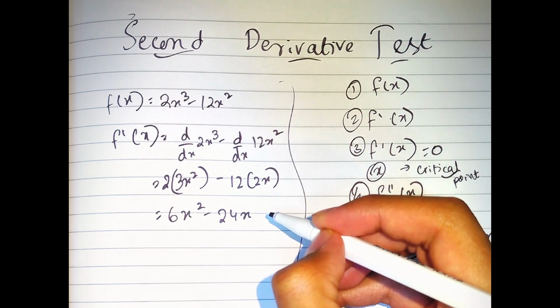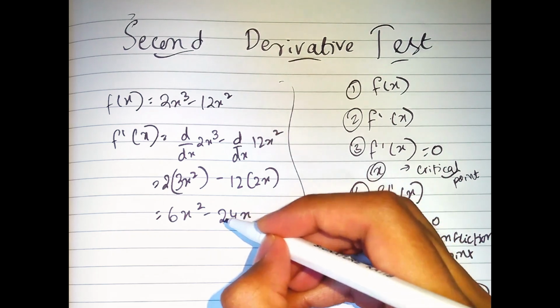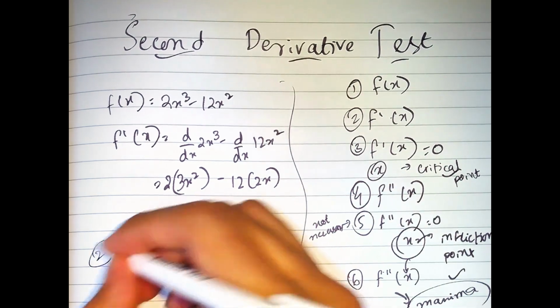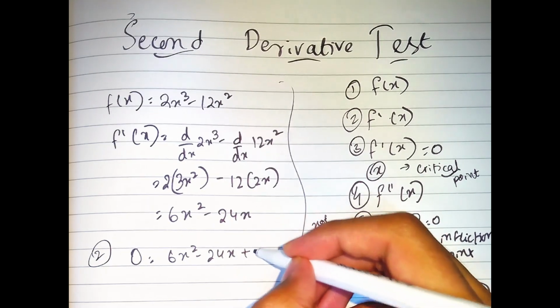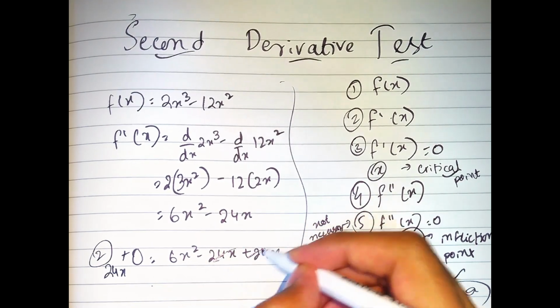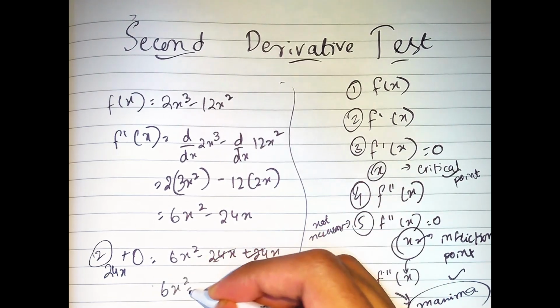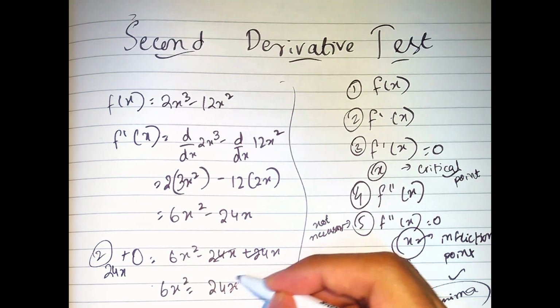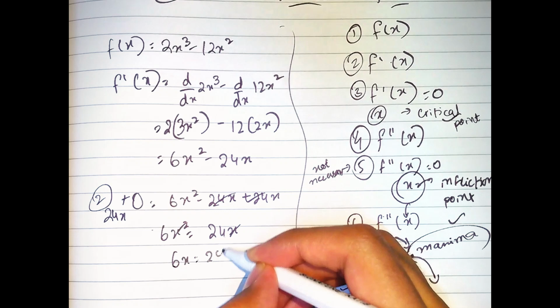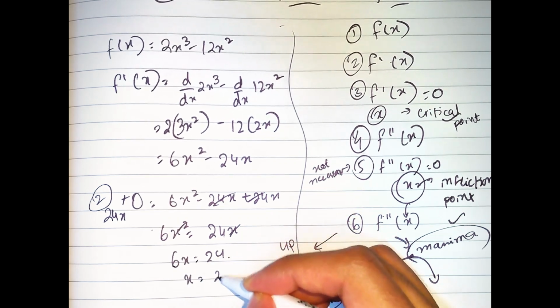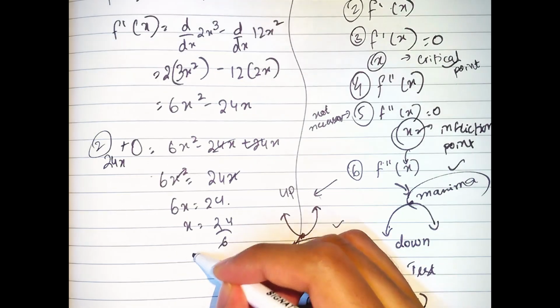Now we have to find the value of the critical points by letting this function equal to 0. So the second step, 0 is equal to 6x squared minus 24x. Let's add 24x on both sides. So these will be cancelled. We will be left with 6x squared is equal to 24x. Now this x can be cancelled by the first power over here, and we will get 6x is equal to 24. Now the value of x will be 24 divided by 6, and x will be equal to 4.